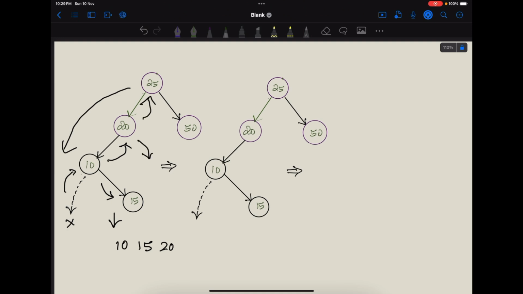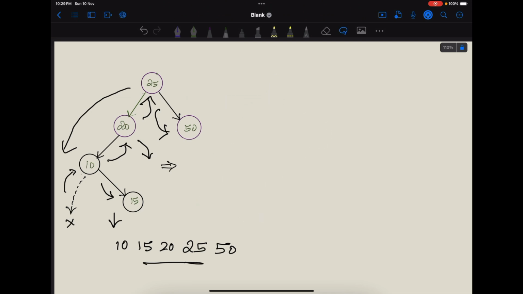So the root node is 25. Then come to the right hand side, which is 50. If the 50 has any left hand side, you have to visit it. But there is no left hand side. So this is called the in-order traversal. Whenever we are going to do the rotation, you have to take the in-order traversal at first. After that, you have to do the rotation.